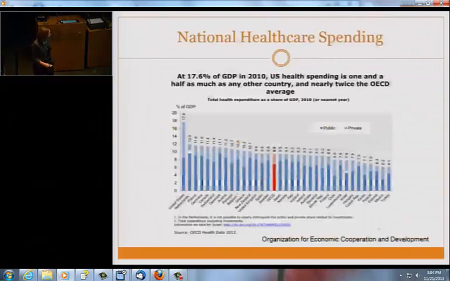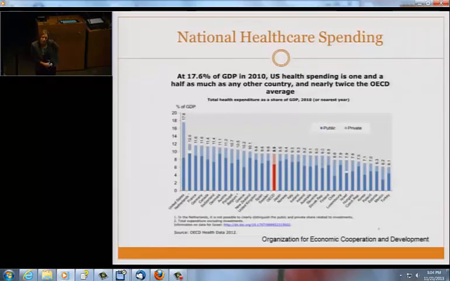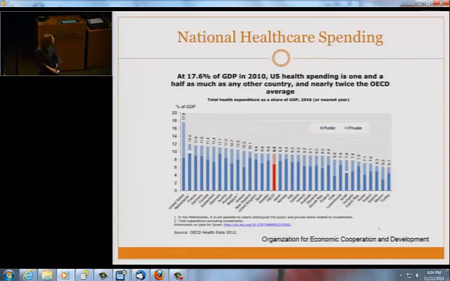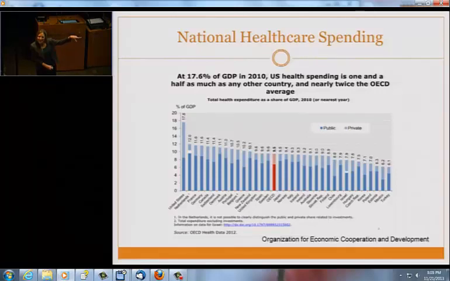You guys are probably well acquainted with this. The Organization for Economic Cooperation and Development looks at healthcare spending around the world, or of its member organizations, and we spend a lot of money. And so we're way over here on the left-hand side, 18% of GDP in 2010. Does anybody know what the OECD is? When did that start? Any idea? Okay, just a little piece of trivia.